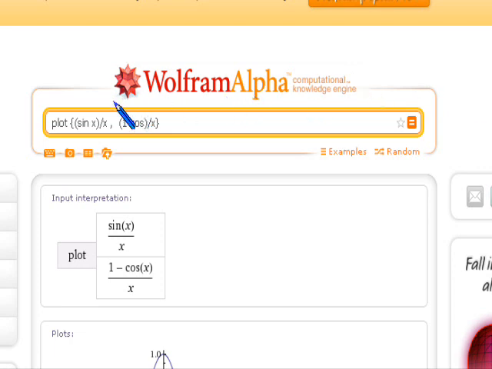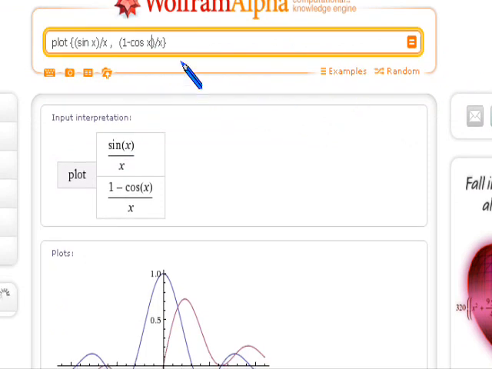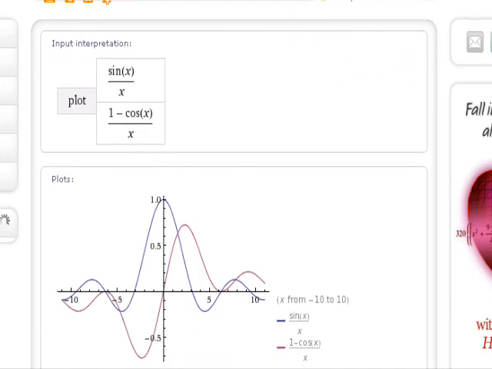Not that it mattered actually, but Wolfram Alpha is a sort of program that knows when you make mistakes and corrects them for you. But you should not depend on that all the time, because you might end up with a bridge that collapses the first time it's open. So here it is. Now Wolfram Alpha has plotted this for me.